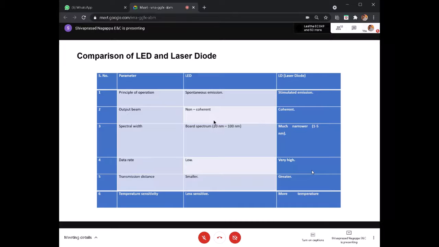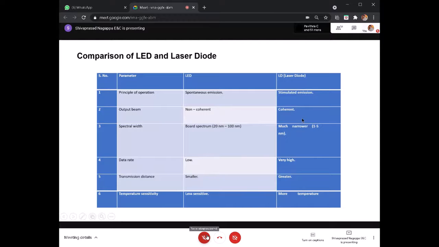Sir, coherent means one frequency, like similar type. Okay, good. Non-coherent means, sir, different. Okay. So what is coherent?